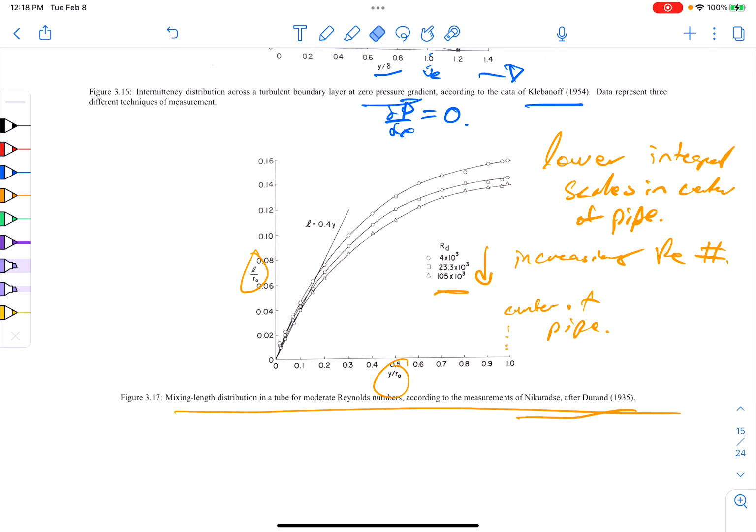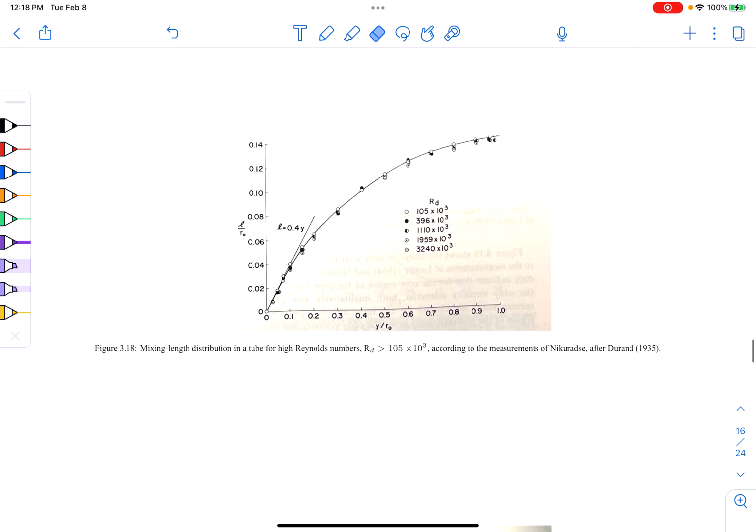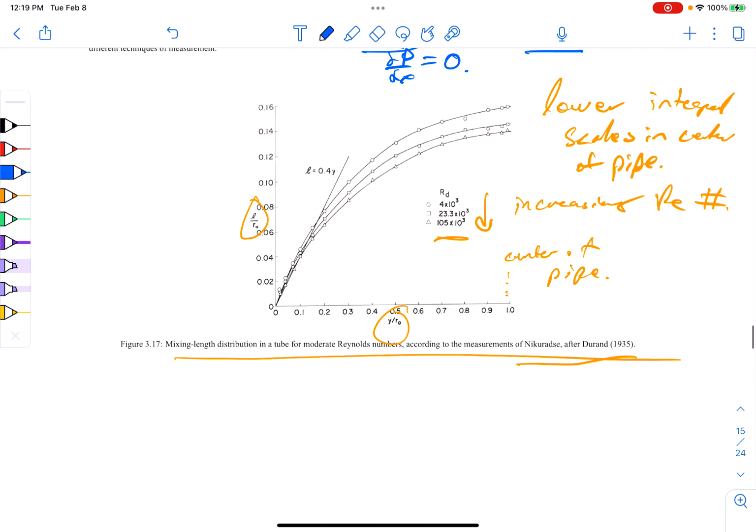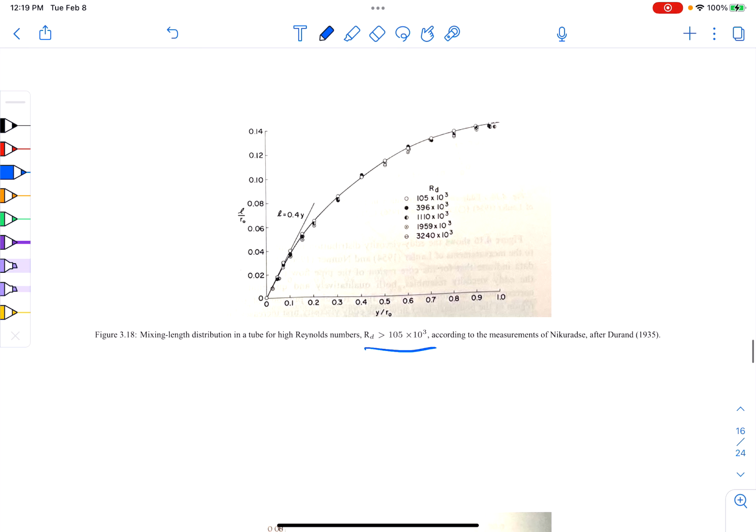And what happens when you increase the Reynolds number, right? So you would think that high Reynolds number flow, you would have independent or self-similar flows. And if you thought that, you'd be correct, because now here's the same type of flow, exact same type of flow, but now we have higher Reynolds numbers. See, this is 105 times 10 to the third. This is only 4 times 10 to the third, so you're looking at 2 orders of magnitude higher.